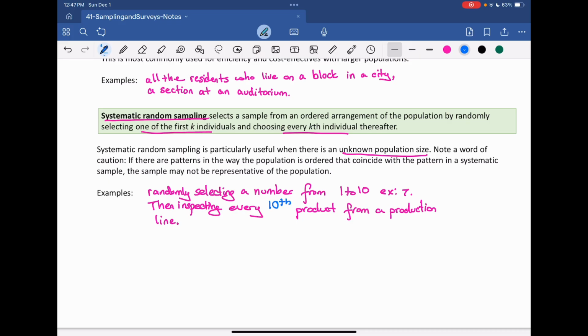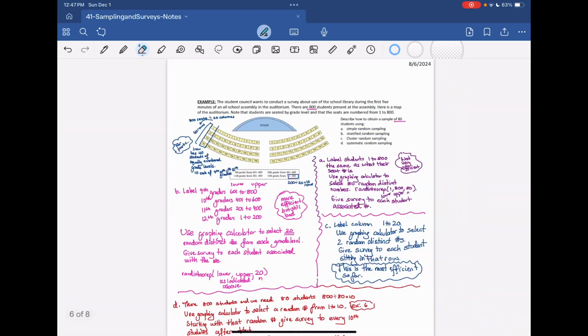So the first one would be the 7th one. Then add 10 to it, 17. Then add 10 to it, 27, 37, etc. This is the every kth number, basically. All right, let's look at some examples in the next page.